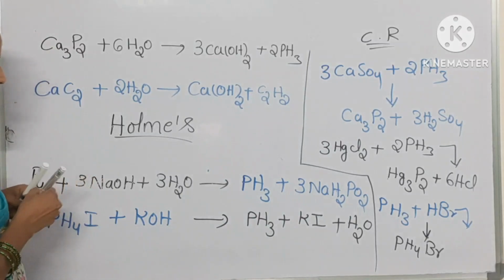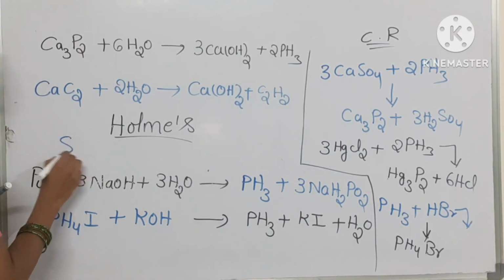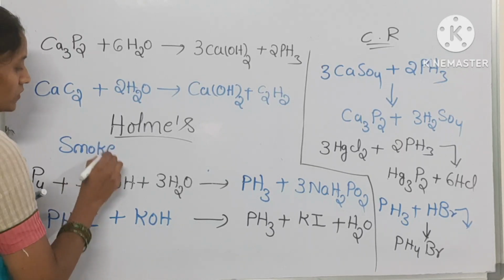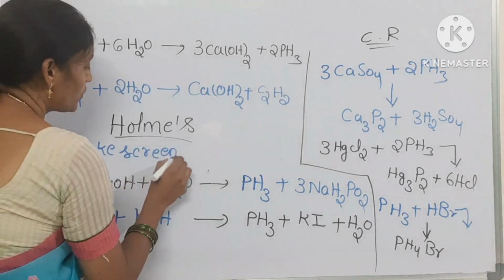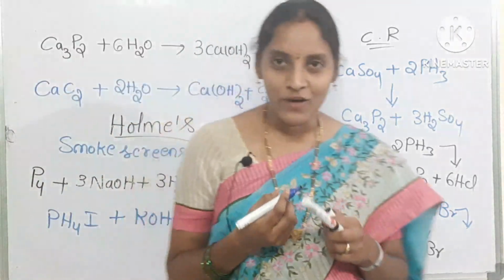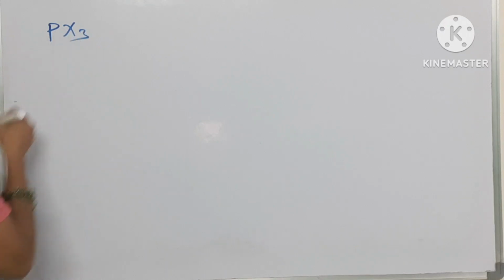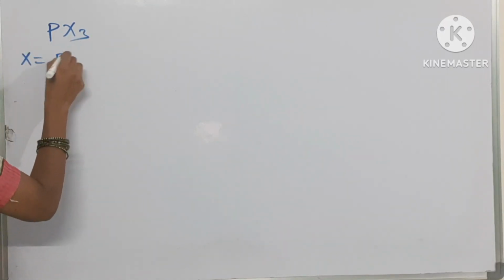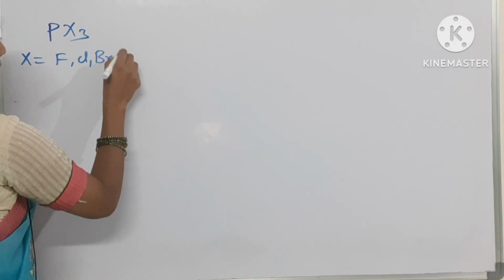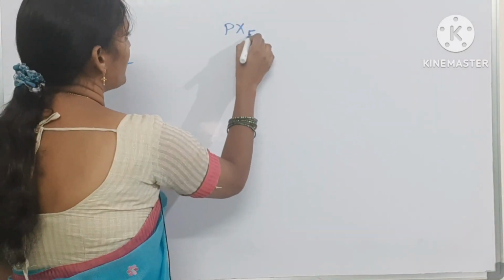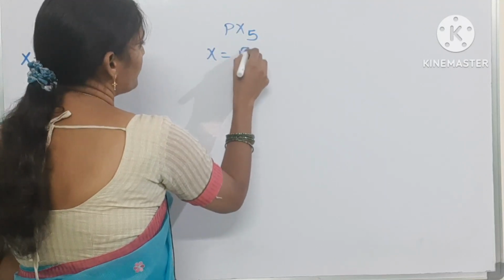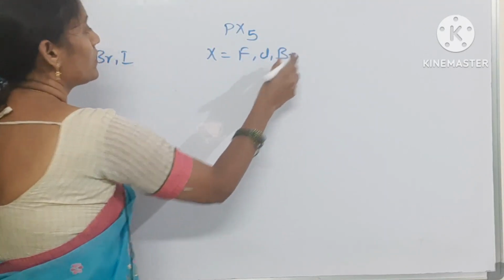Holmes signal. Another use is what? It is used in smoke screens. These smoke screens are used by army people. Phosphorus can form 2 types of halides. Those are PX3 type halides and another one is PX5 type halides. In PX3 type halides, here X is fluorine, chlorine, bromine, iodine. Another one is PX5 type halide. Here X equals fluorine, chlorine, bromine only, not iodine.